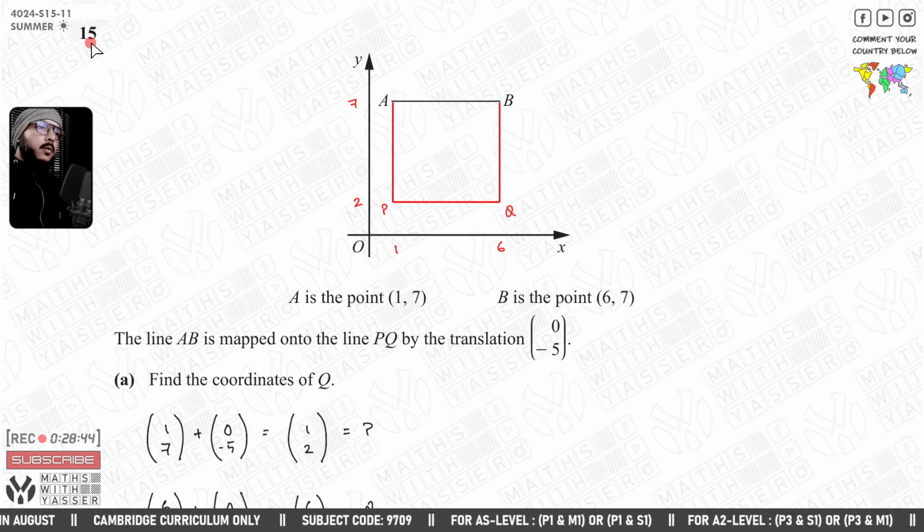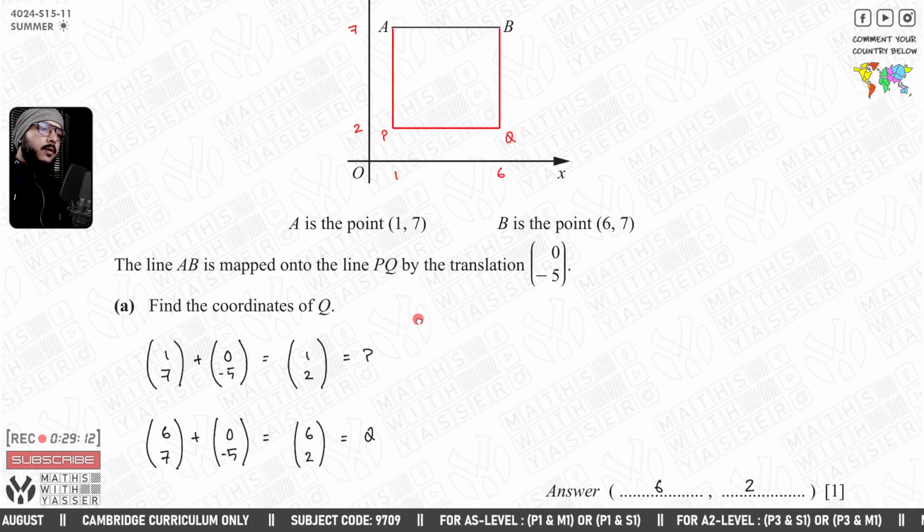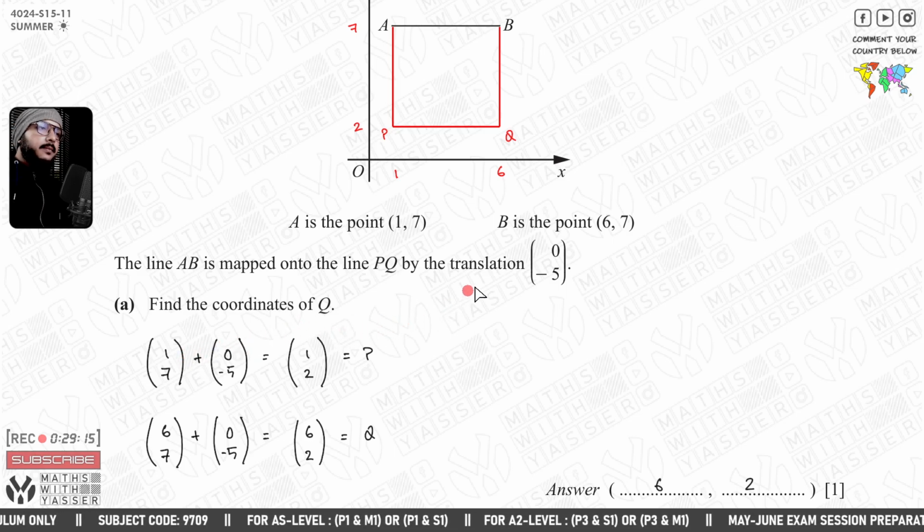Question number 15. We are provided with the points A and B. The line AB is mapped onto the line PQ by the translation (0, -5). We need to find the coordinates of Q. So this is the line that is provided. After the translation, PQ moved down here. The calculation was carried out by adding the translation to each of the individual coordinates. So 1, 7 plus (0, -5) is 1, 2. That is the coordinate for P. And 6, 7 plus (0, -5) is 6, 2. That is the coordinate for Q.